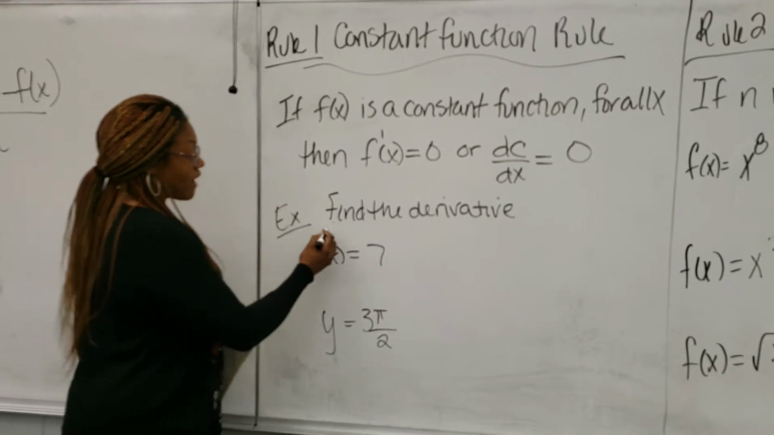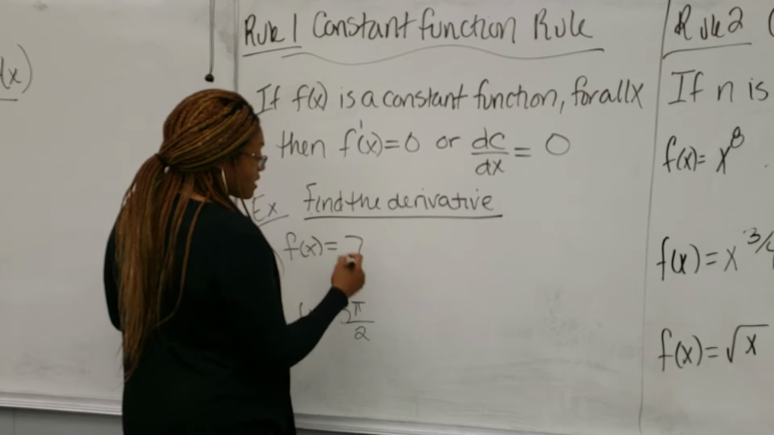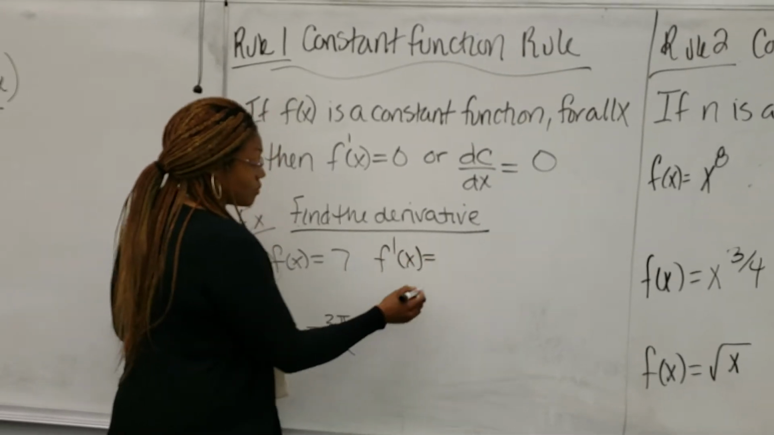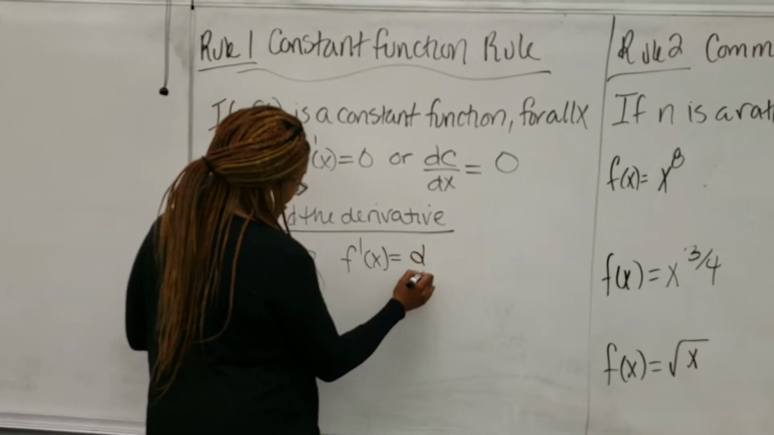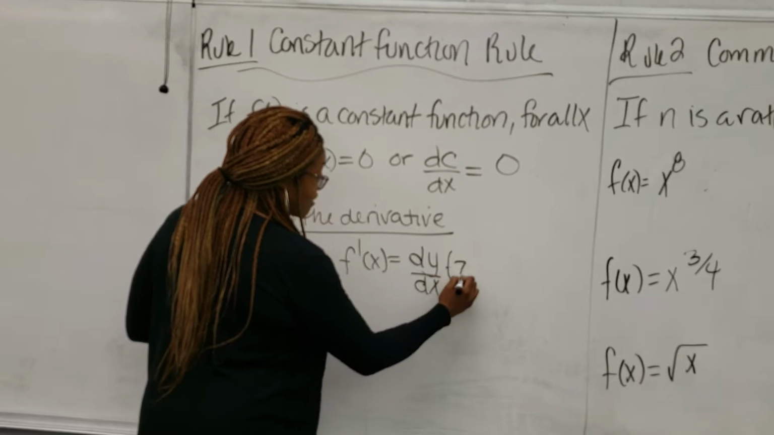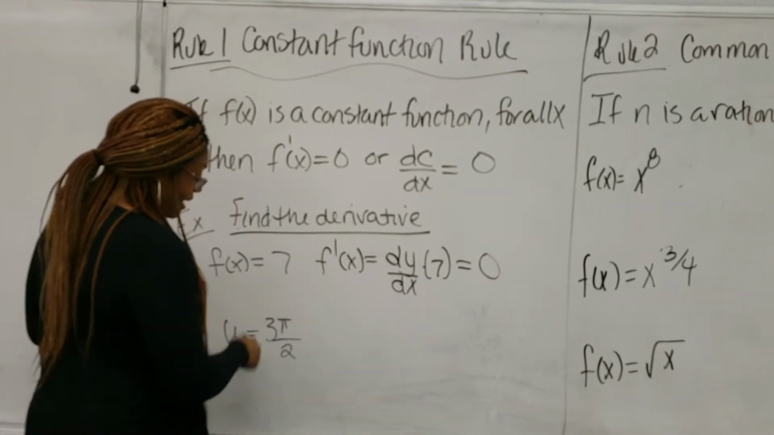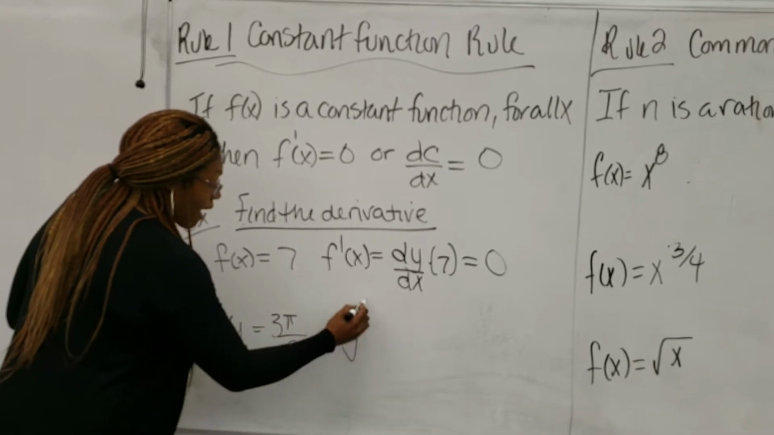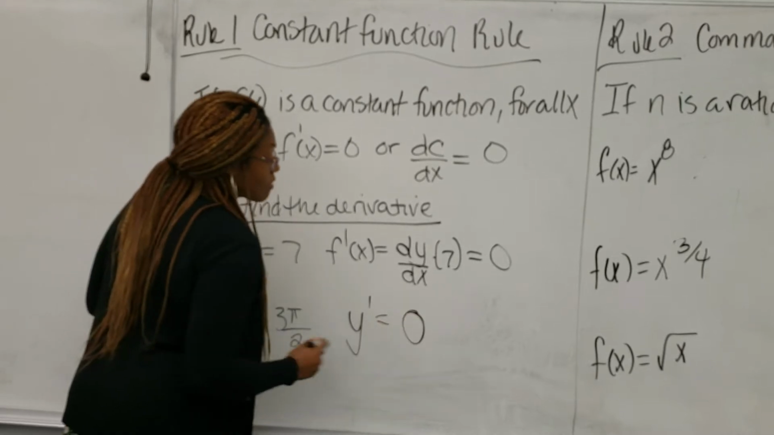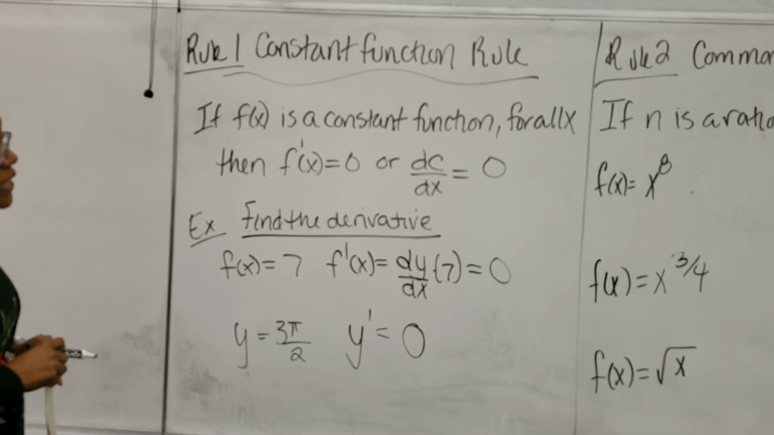Now, let's find our first derivatives. f of x equals 7. If I wanted to take the derivative of 7, this is all the fancy work that it's going to make you do: dy over dx of 7 would equal 0. Now you could just get simple, like my next example, and just say y prime of 3 pi over 2 would just equal 0. So any constant number you have, when you take the derivative, it will equal 0.